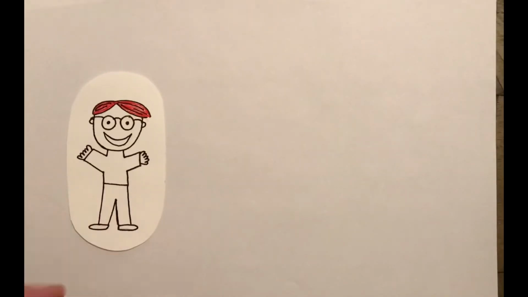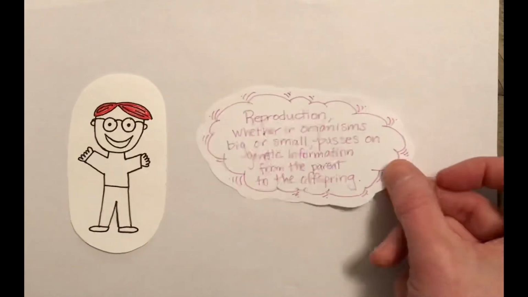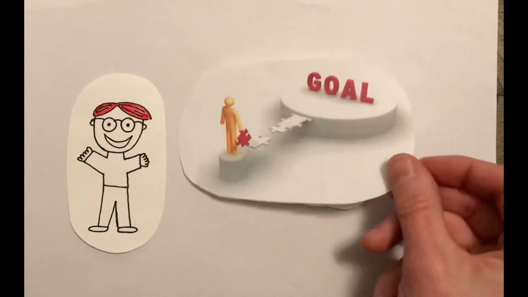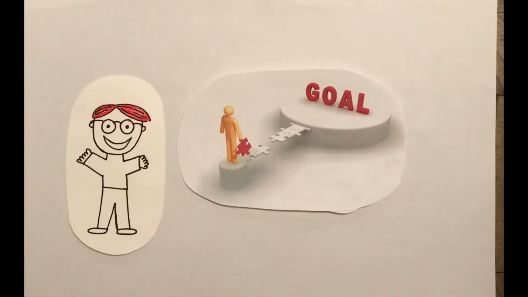Now once we have our 2 to 4 big ideas, we need to ask ourselves what these big ideas are guiding the learner towards as the ultimate goal. For this unit, perhaps the goal is recognizing that reproduction, whether an organism is big or small, passes on genetic information from the parent to the offspring. Or maybe it is suggesting that reproduction can be natural or unnatural should human intervention be involved.